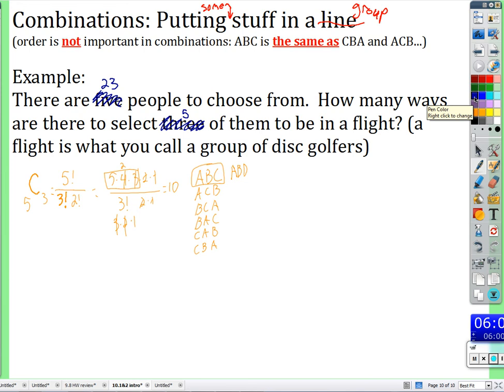Also, do we have it figured out for 23 people showing up to play disc golf and putting 5 per group? How'd you get that? I put 23 factorial. Oh, sorry, 23 factorial over 5 factorial, times 23 minus 5 factorial. Okay, 23 minus 5 is 18.